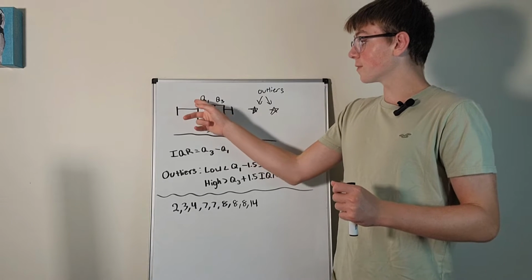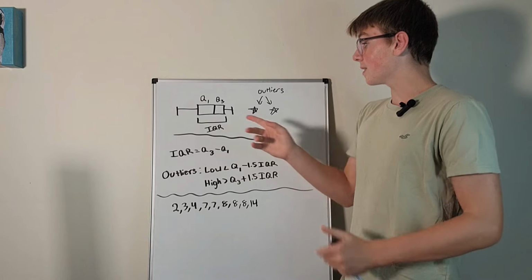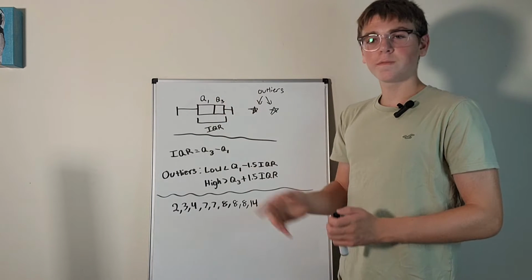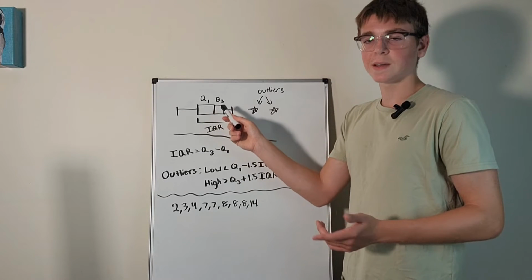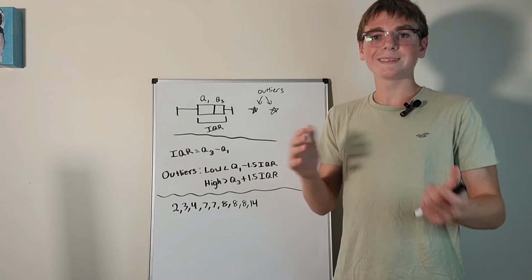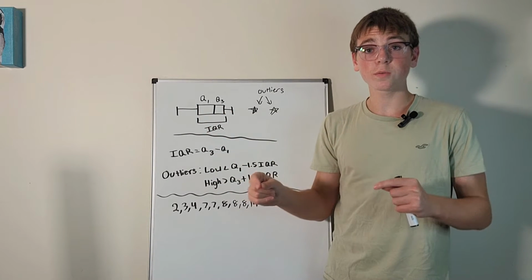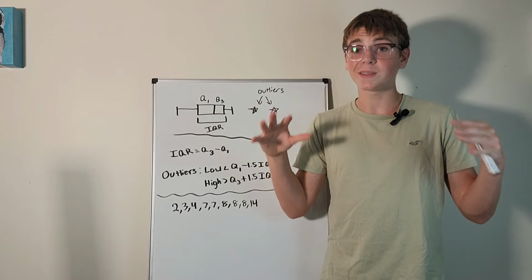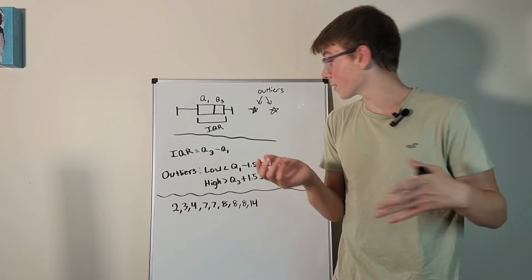So the start of Q1 here is at 25% of the data points, this is 50%, and this is 75%. So Q3 is 75% through the data points. So from Q1 to Q3 is 50% of the data points. It's the middle 50% of the data points, so it should be the least variable. They should all be the closest together.